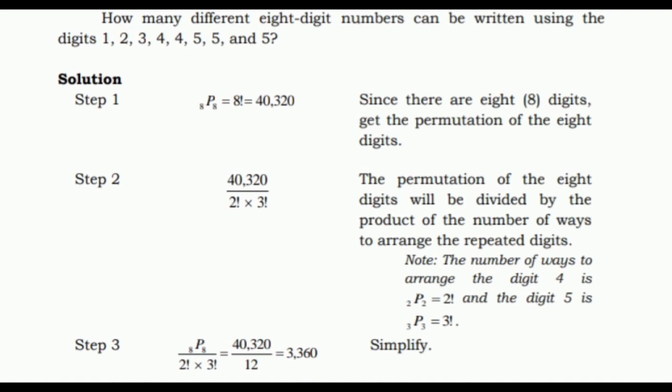Then, calculate the total number of permutations while applying the formula. By plugging in the values for the problem, n is 8, n sub 1 is 2 because there are 2 4s, and n sub 2 is 3 because there are 3 5s. So, there are 3,360 different 8-digit numbers that can be written using the digits 1, 2, 3, 4, 4, 5, 5, and 5. And that wraps up today's lesson.